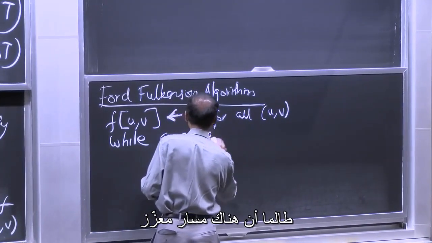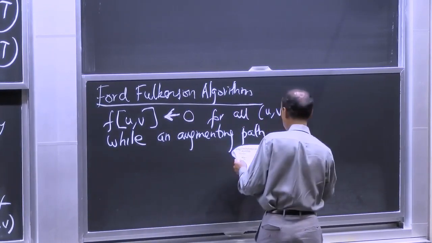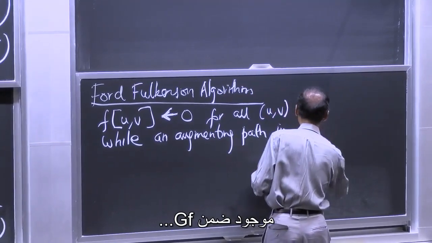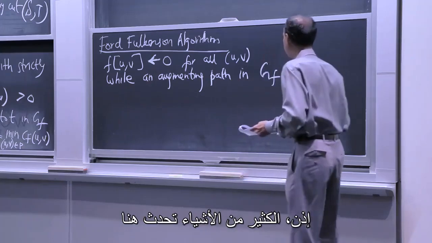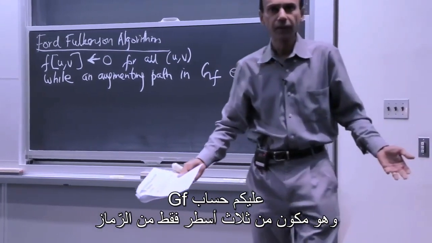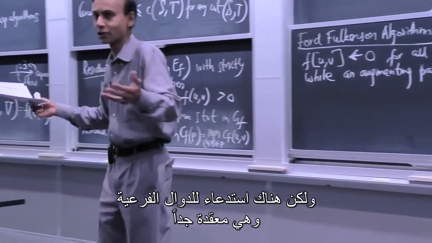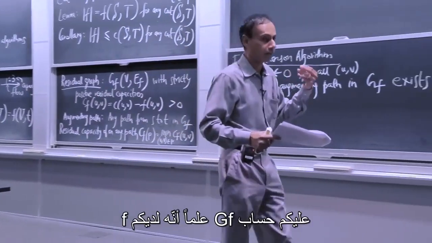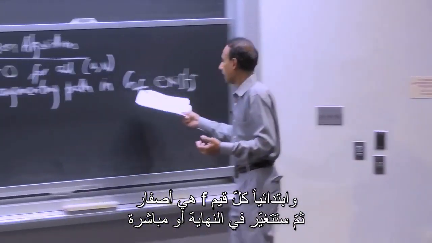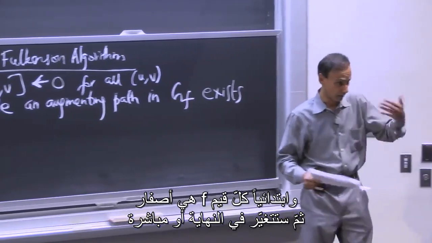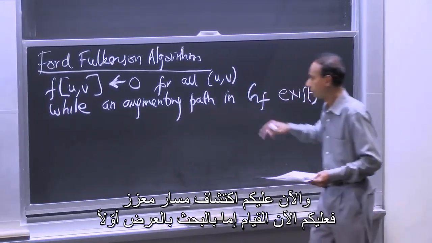While an augmenting path in G_f exists, so there's a lot going on here. You have to compute G of f. I mean, it's 3 lines of code, but there are subroutine calls, if you will, which are fairly complicated. You have to compute G of f, given f. Initially, it's all zeros, and then eventually it's going to change, or immediately after you discover an augmenting path. And now you have to discover an augmenting path.